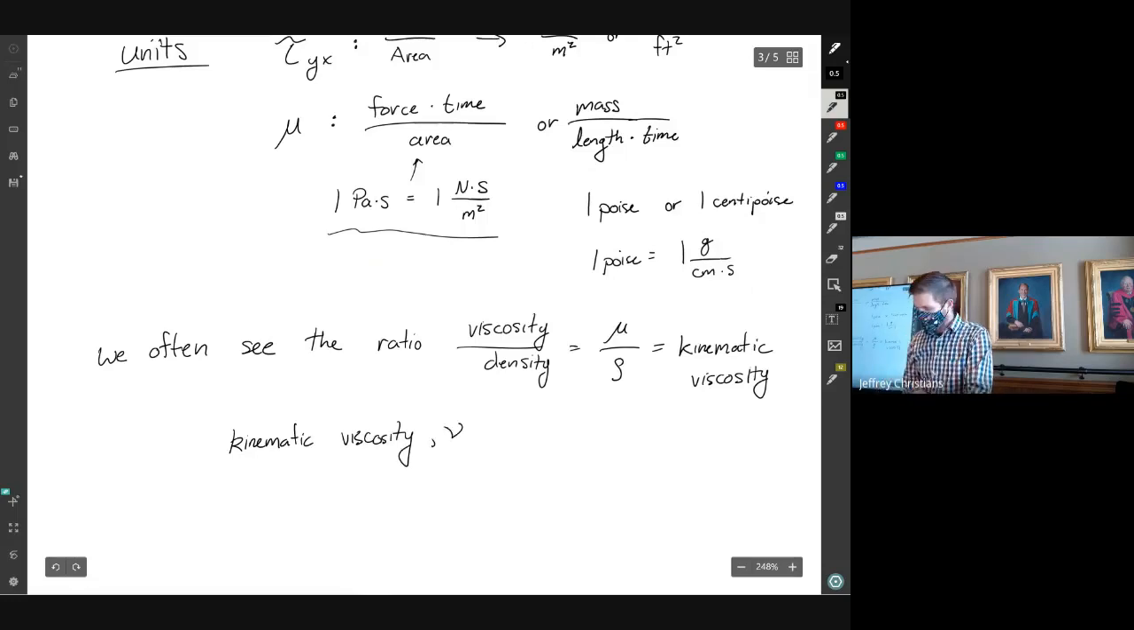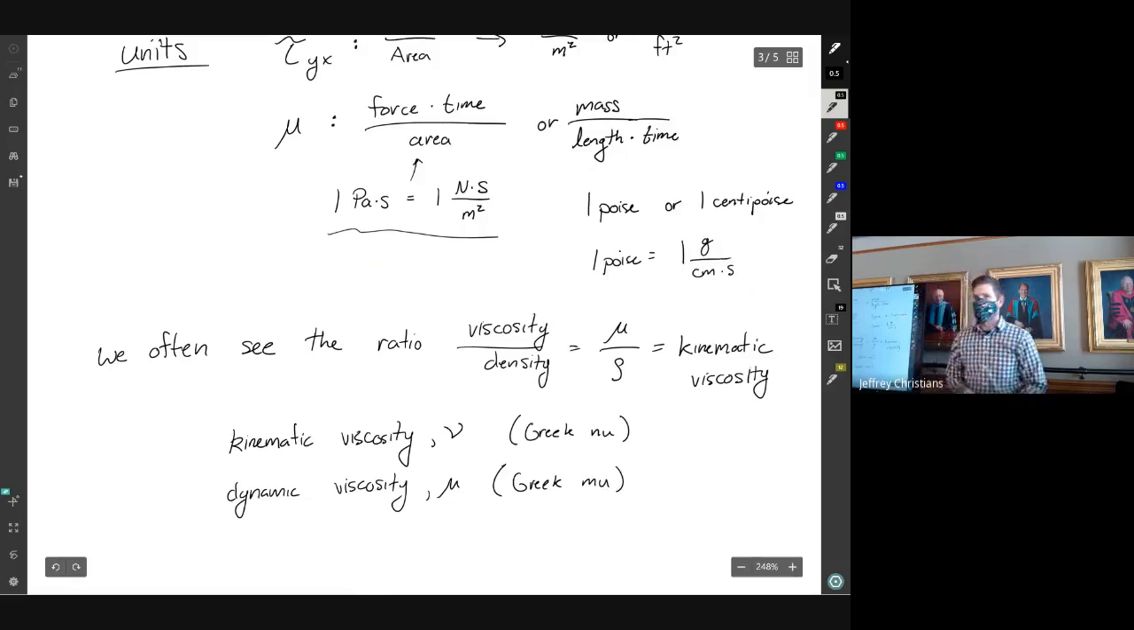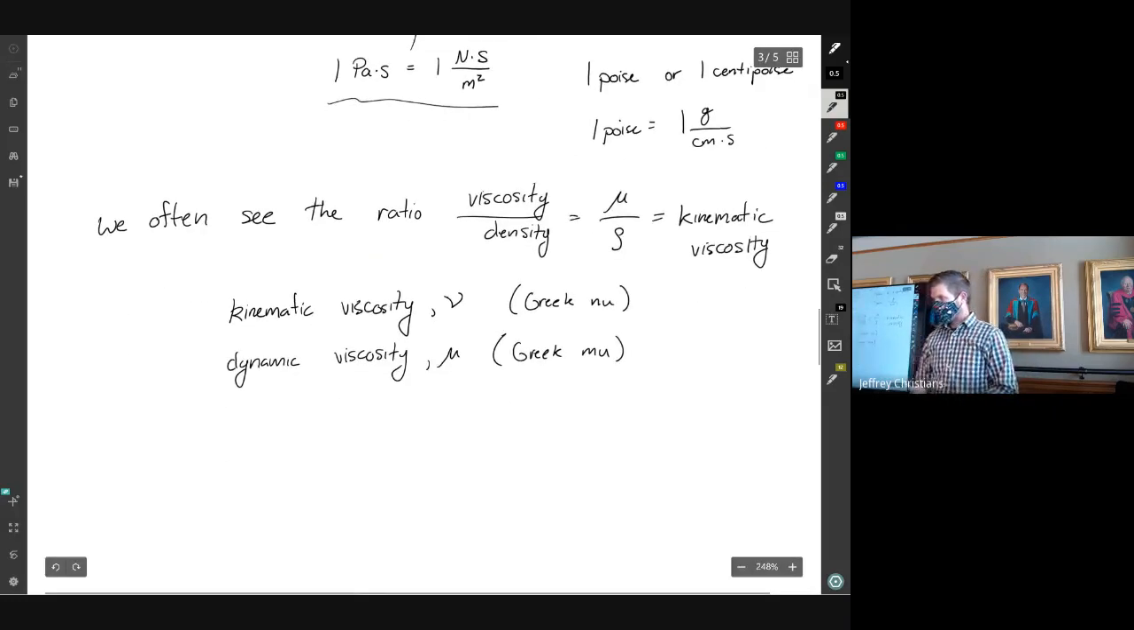we use nu, Greek nu, and the dynamic viscosity is mu. So if things weren't confusing enough, they're mu and nu. We'll just have to get used to them. These are the terminology that different people use.